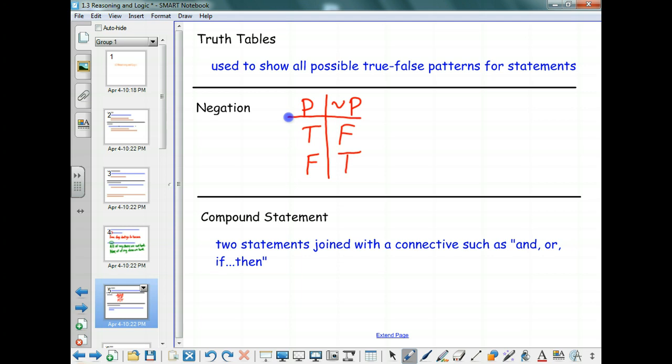Okay? So a compound statement can join words in 3 different ways. They can use the word and, 2 things both happened, right, and. They can use the word or, one or the other or both happened. Or they can use the phrase if then. If this thing happened, then this thing happened. Those are our 3 basic connectives for compound statements.